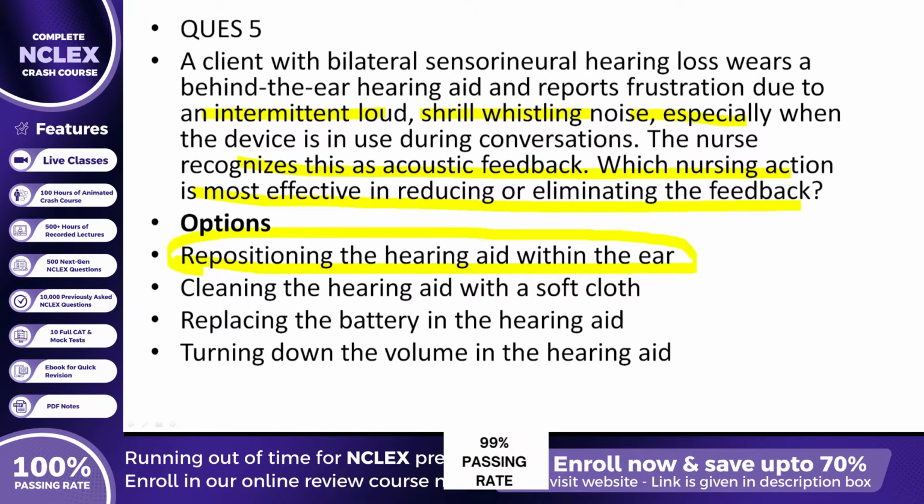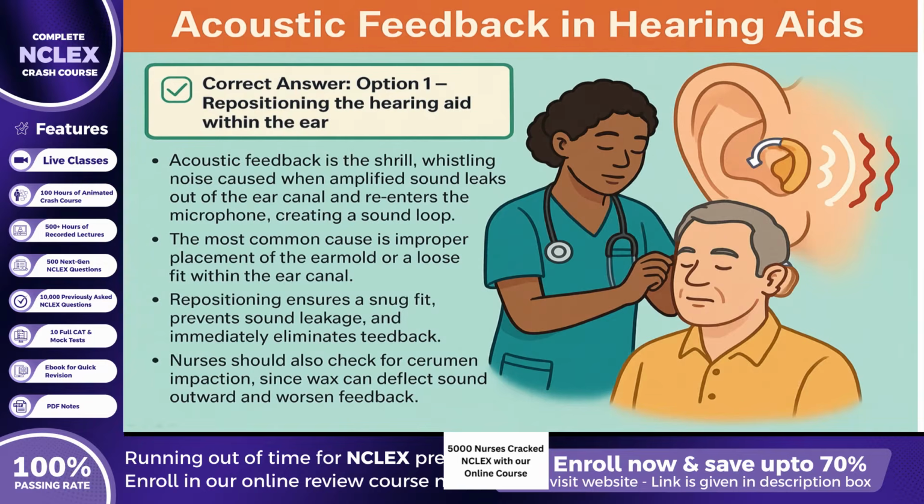This is correct because feedback occurs when amplified sound leaks from the ear canal and re-enters the microphone, creating a loop of whistling noise. The most common cause is improper placement of the ear mold or a loose fit within the canal. By simply repositioning the device, the nurse ensures a snug fit, prevents sound leakage, and eliminates the feedback immediately. In addition, the nurse should assess for cerumen impaction since wax can deflect sound outward, making feedback worse. Teaching clients proper insertion techniques is therefore key to preventing this frustrating issue.